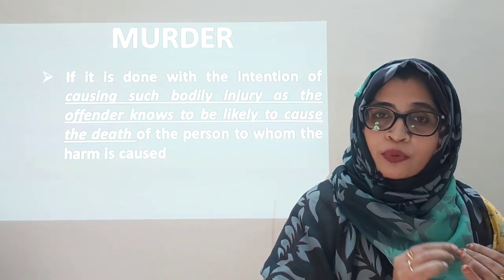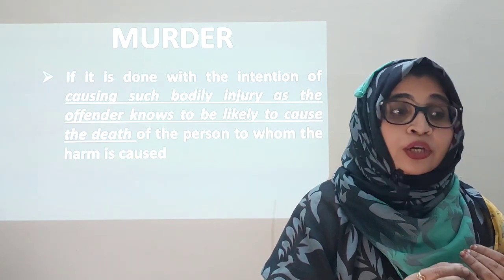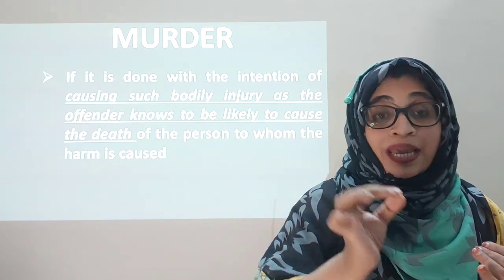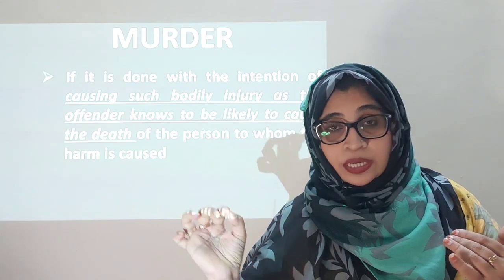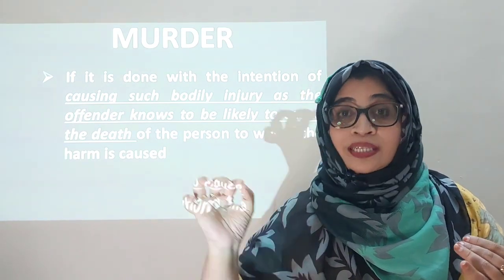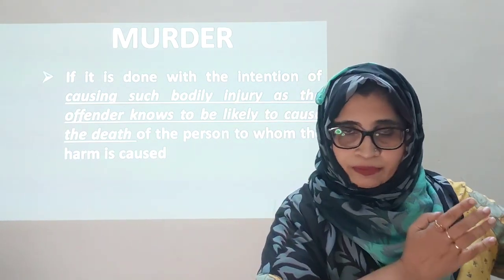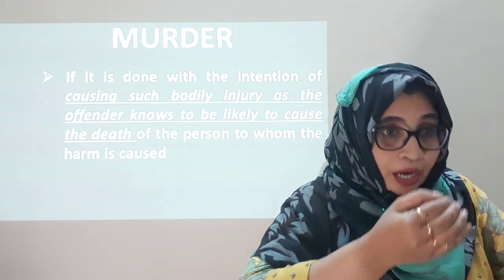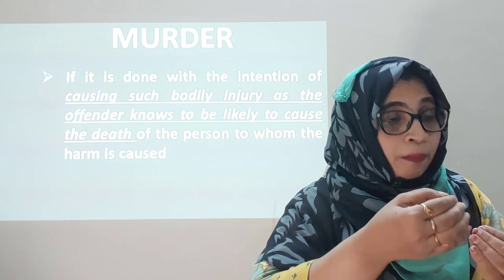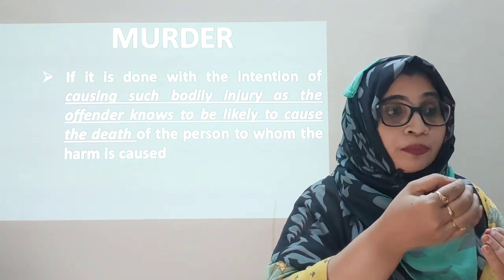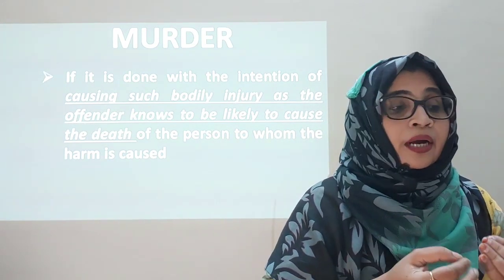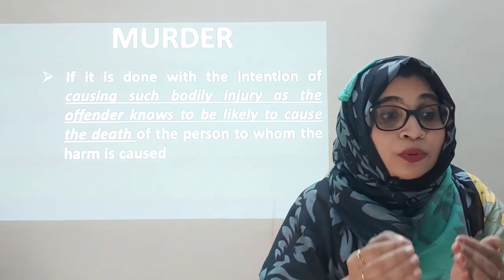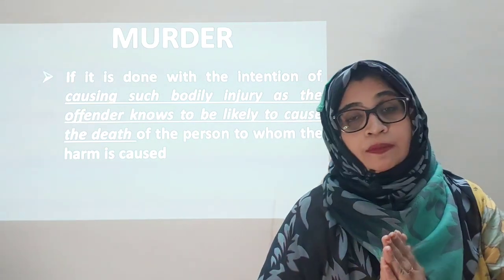A human being who has an intention to cause a bodily injury as is likely to cause death. That one I already discussed. It means that with that injury, the death happened. Now coming to murder, one of the clauses of Section 300 discusses causing such bodily injury as the offender knows it.